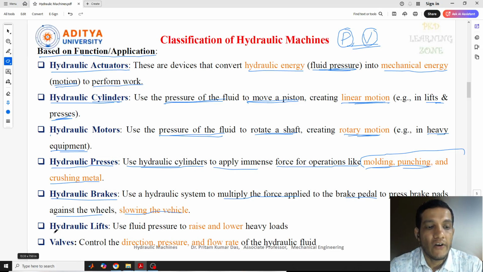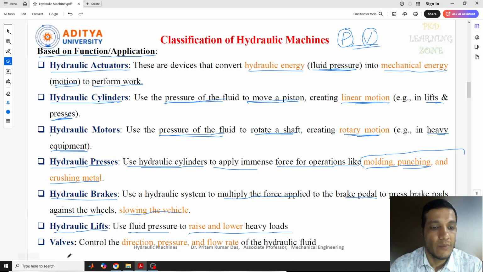And next is hydraulic lifts. We have seen hydraulic lifts, where fluid pressure is used to raise or lower heavy loads, to lift and to bring them down. Similarly, next are the valves. We have seen valves in many places. The valves of any hydraulic machine can be used to control the direction, the pressure, or the flow rate of the hydraulic fluid. We know that many applications are there for valves.